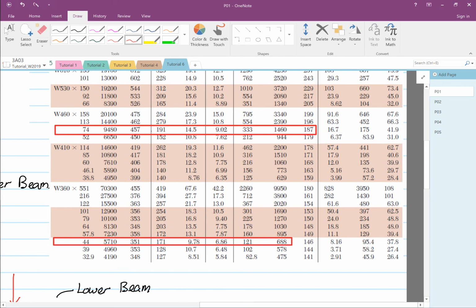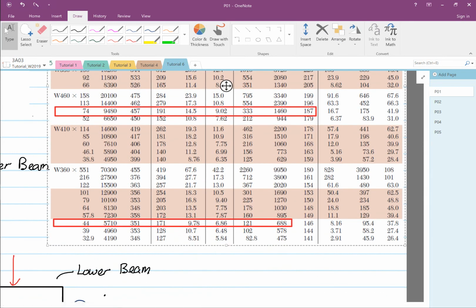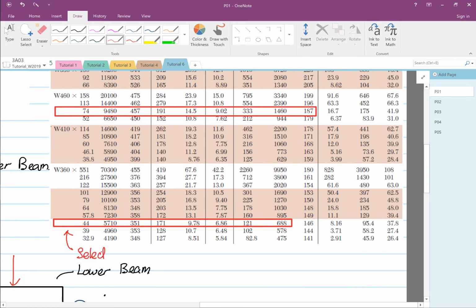Okay, so we're going to select, for the upper beam, W360 by 44. Okay, I'll come back again and we'll do another example.